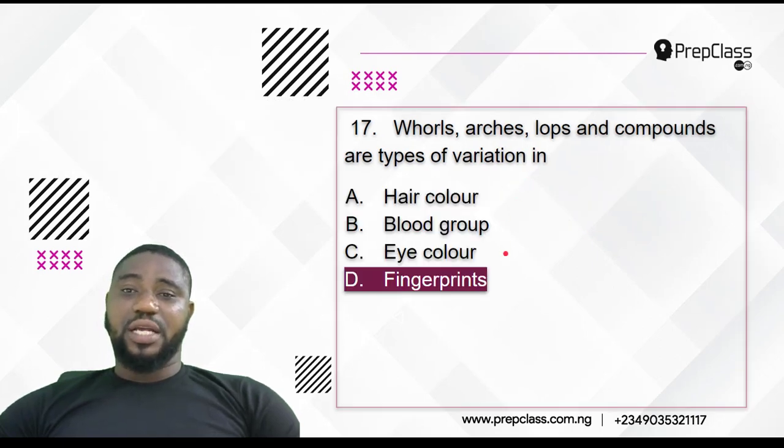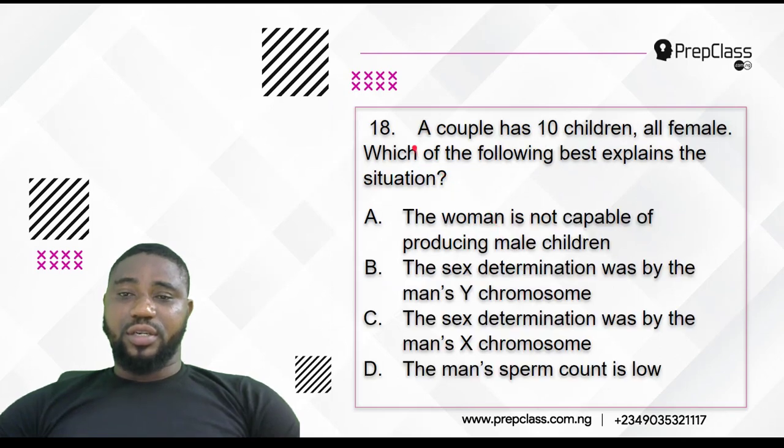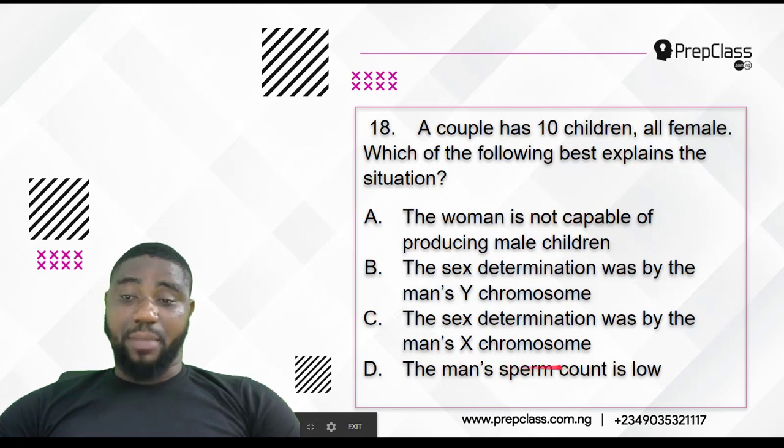D. 18. A couple has 10 children, all female. Which of the following best explains the situation? A couple, a married couple, husband and wife, has 10 children, all females. Wow. Which of the following best explains the situation? A. That the woman is not capable of producing male children? B. That the sex determination was by the man's Y chromosome? C. That the sex determination was by the man's X chromosomes? D. That the man's sperm count is low?